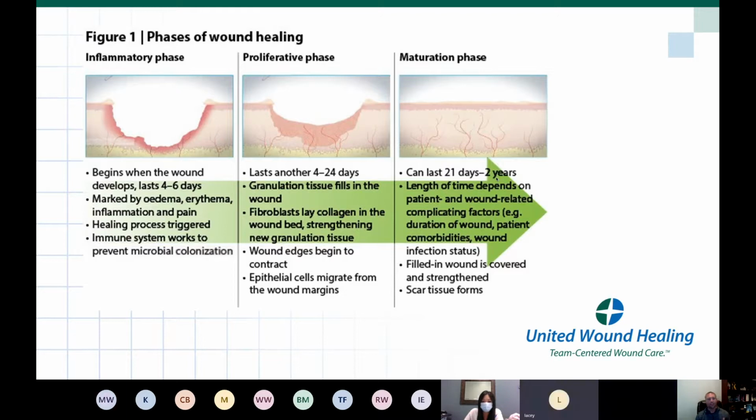So any questions? I'm going to pause here. You have inflammation, proliferation, and maturation. It's super important to understand what normal is. Okay, we're going to switch gears and we're going to talk about abnormal.